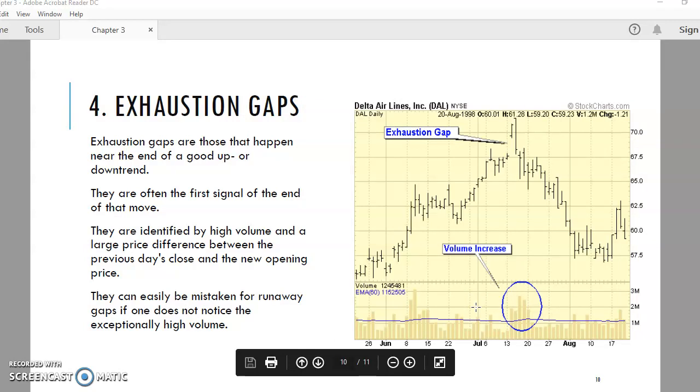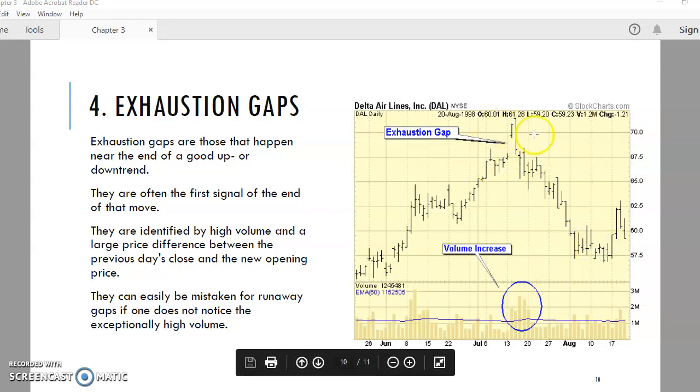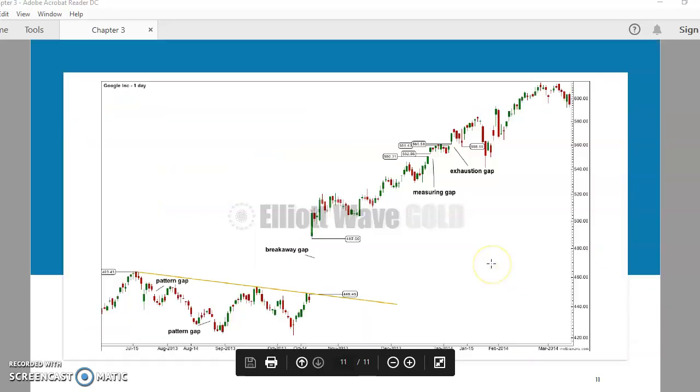The last one is the exhaustion gap. Exhaustion gaps are those that happen near the end of a good uptrend or downtrend. They are often the first signal of the end of the move. They are identified by high volume and a large price difference. Okay, so an exhaustion gap normally happens near the top or near the lows or troughs. And this exhaustion gap must also be supported by volume.